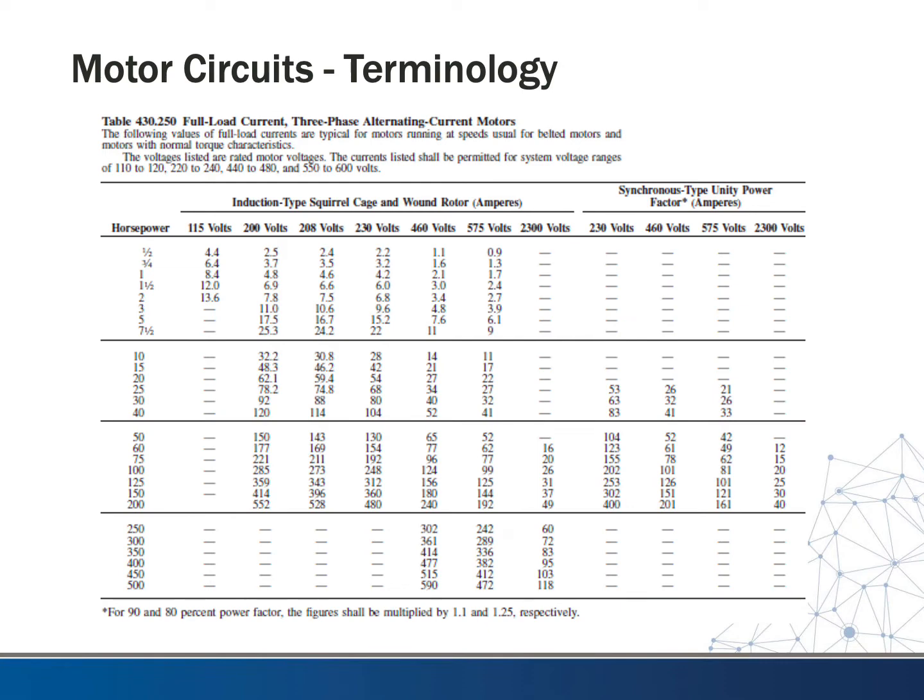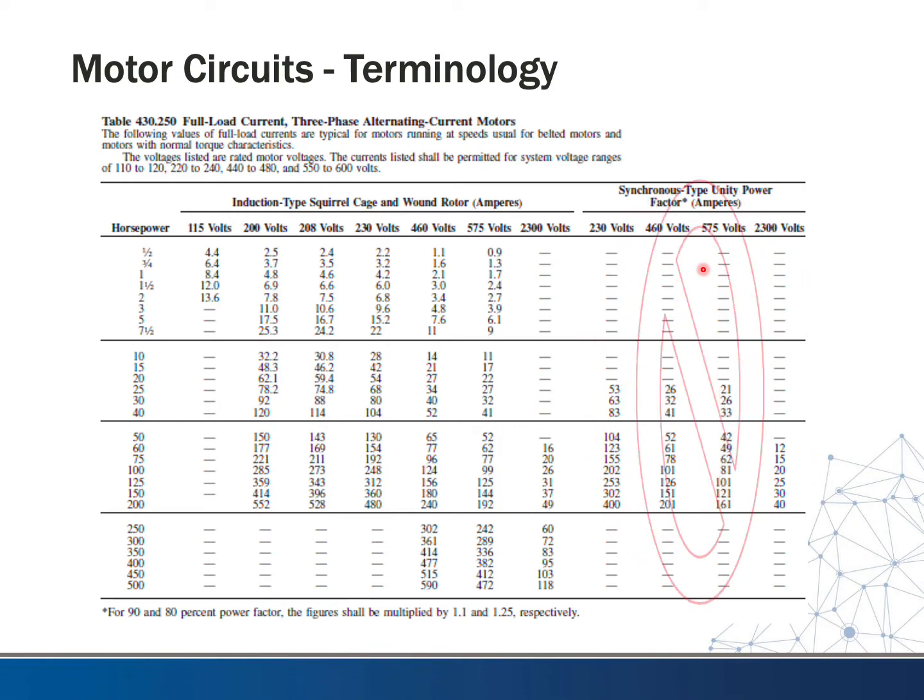This is Table 430.250. This one is for 3-phase AC motors. The previous table was for single phase. You can see it's got a lot more choices here because the horsepower goes way beyond 10 horse. We go all the way up to 500 horse. Again, we have our voltages, and you'll notice that there are two basic sections of this table. There are induction type squirrel cage and wound rotor motors, and then there's the synchronous type unity power factor.